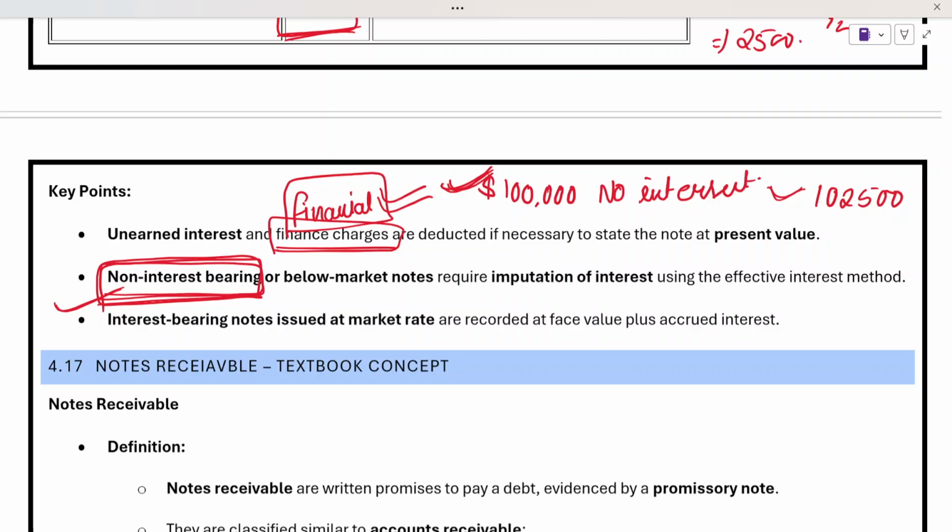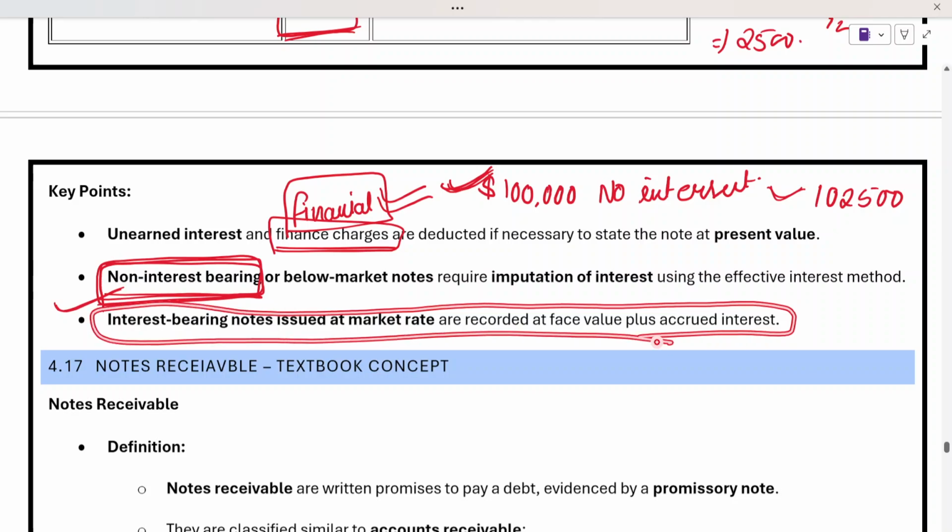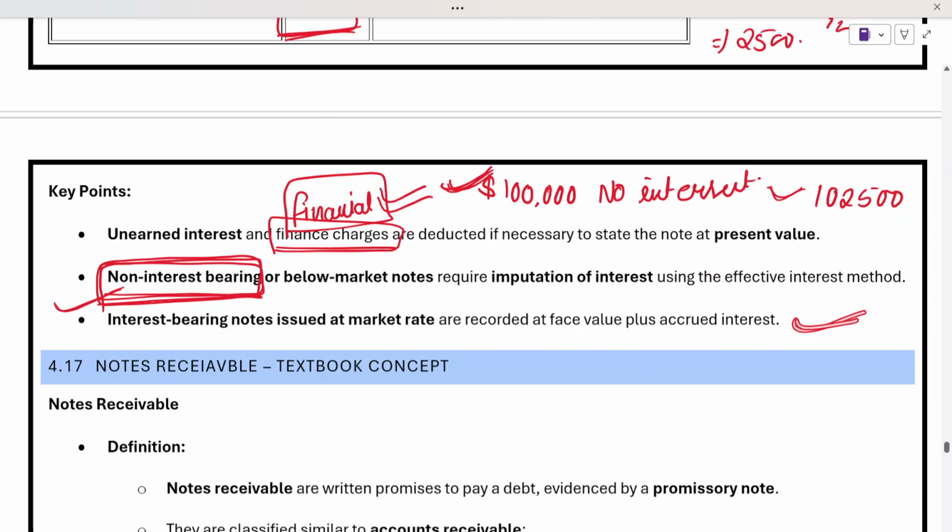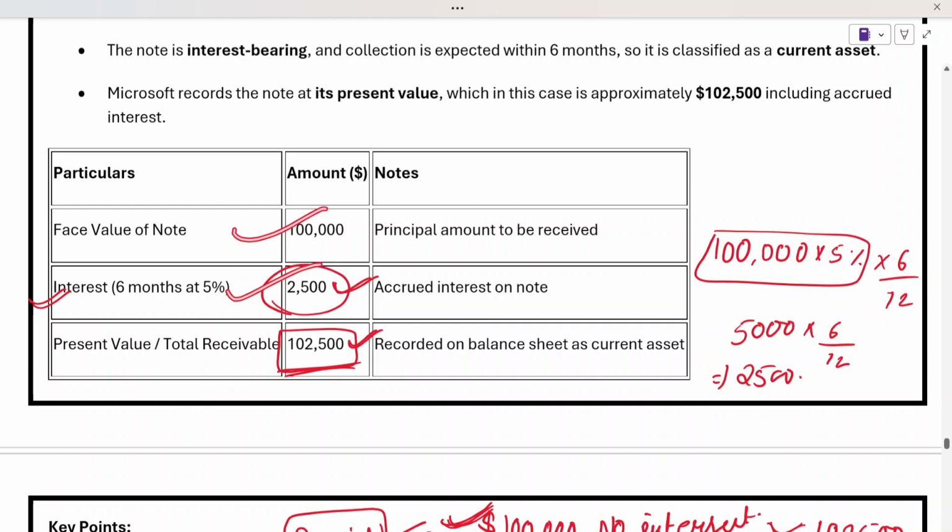Even though you have non-interest bearing notes, at the same time you need to calculate the interest, because in reality the transaction is like this: you get 100,000 today versus you get 100,000 after 6 months. There is a difference between both of them because of time value. And lastly, interest-bearing notes issued at market rate are recorded at face value plus accrued interest. This is what we have seen above, that notes which have an interest rate are recorded at face value plus accrued interest, as we are showing here.